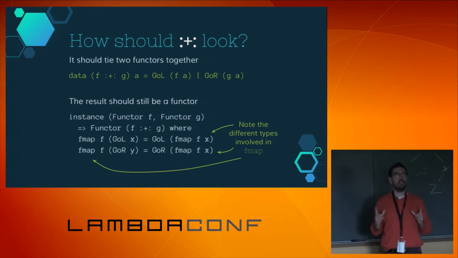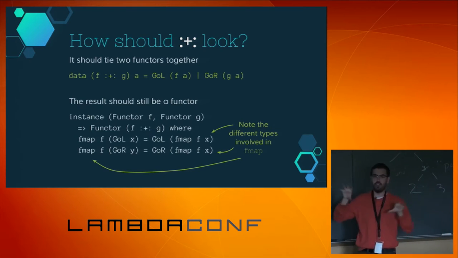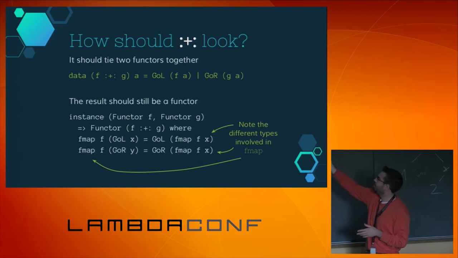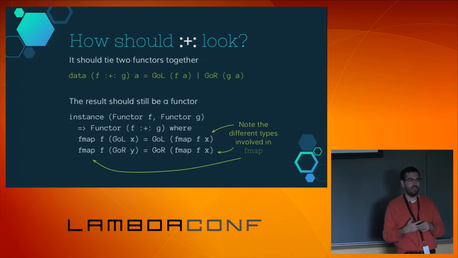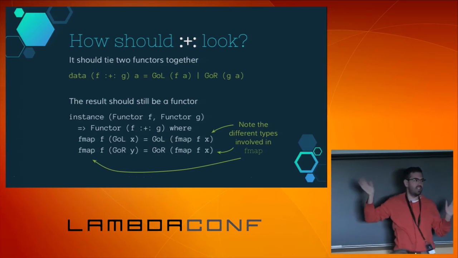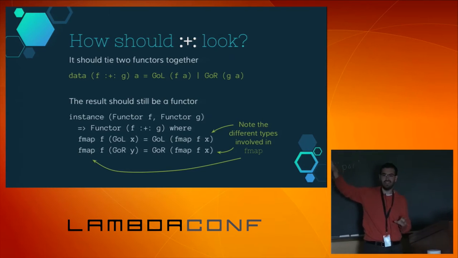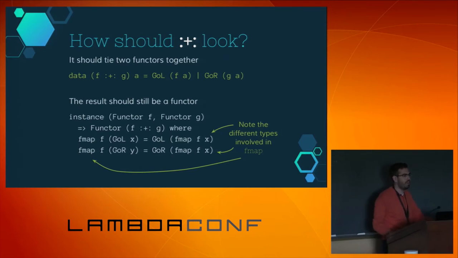And the nice thing about this construction is that it still returns the functor, the functoriality. So if you have two functors, the combination is still a functor. And this is sort of strange-looking code if you are not used to it, because the fmap on each has a different type. So it looks like I could write the same thing for the first and the second, but I cannot, because really the types involved are different.